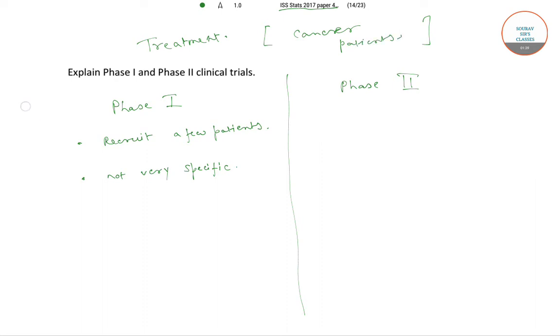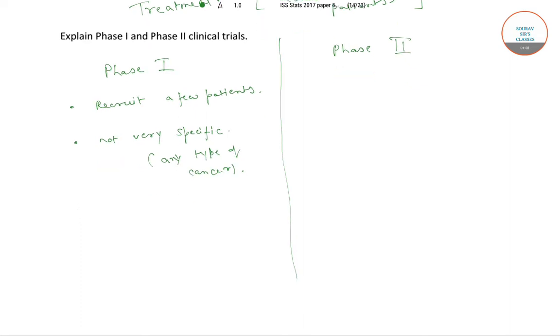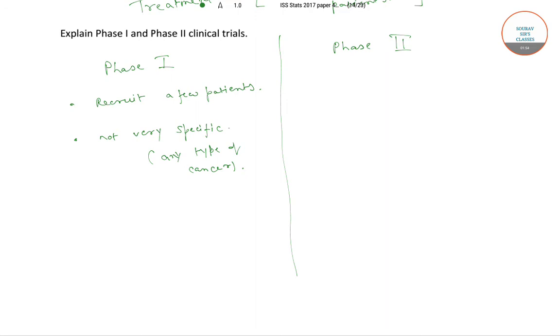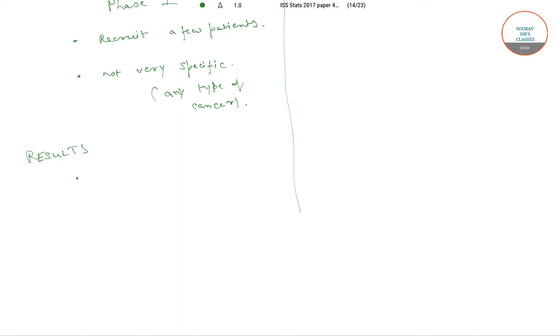Now, in the phase 1, we can recruit only a few of these cancer patients, and these cancer patients can have any type of cancer. Now, the results or outcomes that we obtain from the phase 1 are, number 1, how much of the drug is safe to give, or how much dose of this treatment it is safe to give.